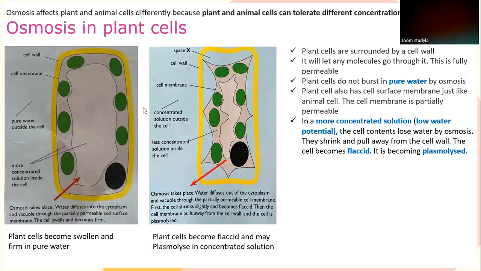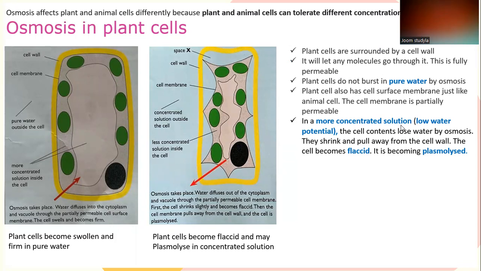Next we can see osmosis in a plant cell. Plant cells are surrounded by a cell wall. You can see the yellow color is the cell wall. Both diagrams show a plant cell, and the yellow is the cell wall. It will let any molecules go through it. This is fully permeable. Plant cells do not burst in pure water by osmosis. Plant cells also have a cell surface membrane, just like animal cells. The cell membrane is partially permeable.